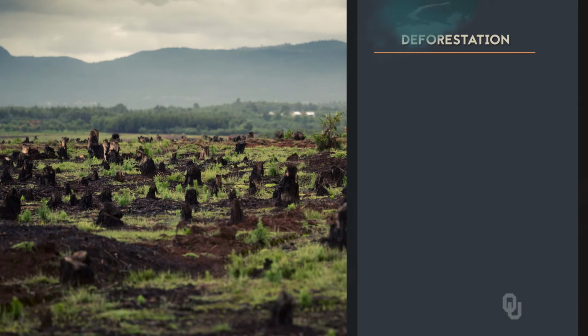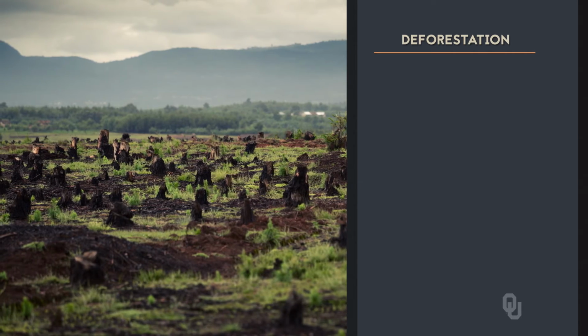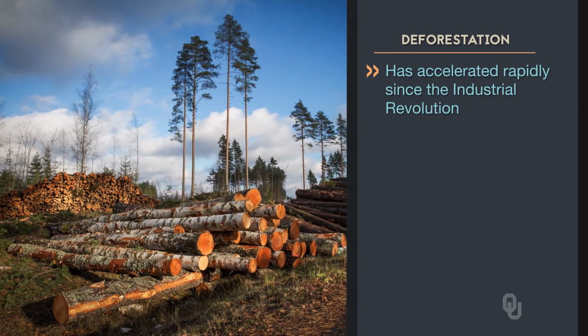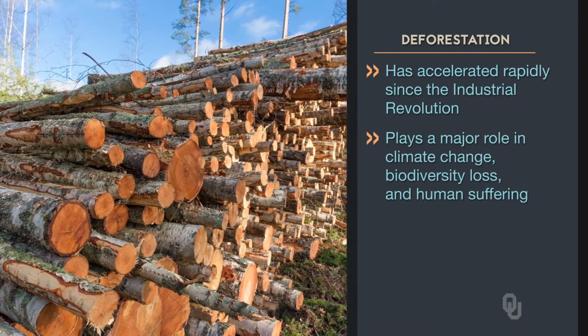Now onto the article by anthropologists Melissa Leach and James Fairhead, who turn our attention to similar debates over how human populations affect forests. Deforestation is a severe, global problem that has accelerated rapidly since the Industrial Revolution, and today plays a major role in climate change, biodiversity loss, and human suffering around the world.